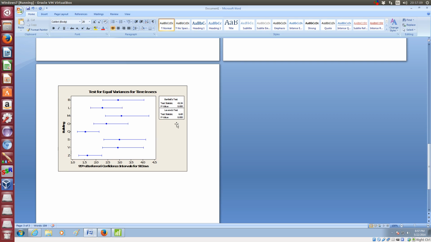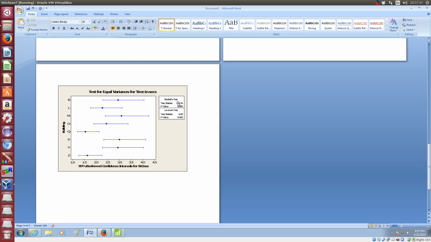Okay, now we see that we've got two tests here. Just starting off with this, each of these dots represents the standard deviation for each of the different buildings, B, L, M, O, as you can see here, and these are the 95% confidence intervals for each of them. Now obviously if they are equal, we want these dots to be as close to each other as possible, but we see that there's definitely a little bit of difference with these two. These two seem relatively similar. This one and this one seem relatively similar. This one and this one seem relatively similar. But when we bring them all together, there does seem to be quite a lot of dissimilarity.